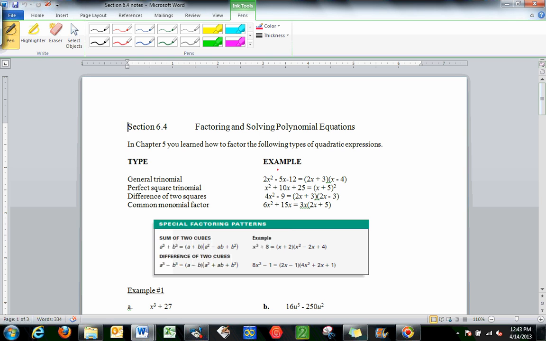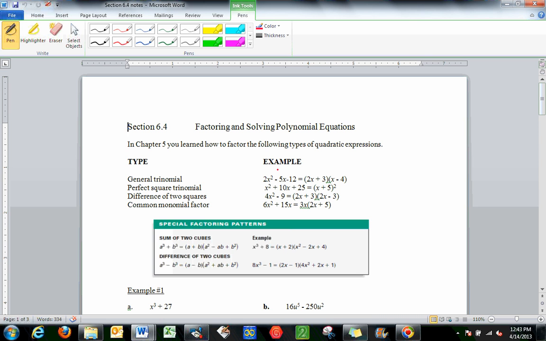Okay, today's lesson, we're going to go back and review some factoring skills that we learned back in Chapter 5 when we learned how to factor quadratic equations. Since we're now dealing with polynomials with various degrees and different types of polynomials, we can still do some factoring, but we're going to have to learn some new patterns, and we're still going to have to use some of the old factoring skills that we learned in the quadratic section.